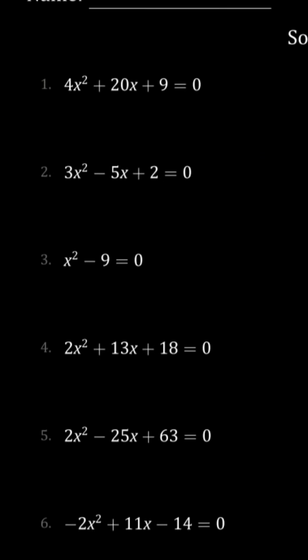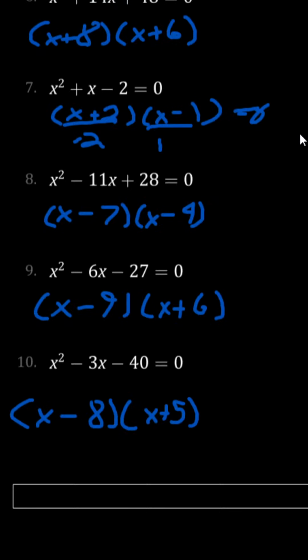Did I do the factorization wrong? For which question? If it's for 10, we know one of the values is going to be negative and one is going to be positive because of the negative 40. And because it's negative 3, we have negative 8 plus 5, and that is negative 3. So this factorization is correct.